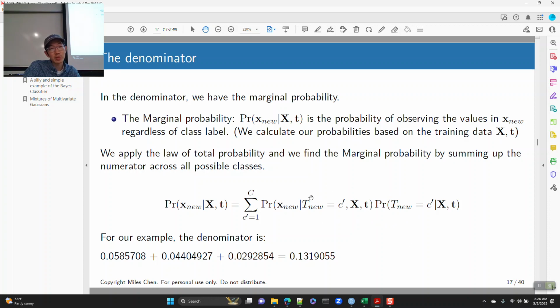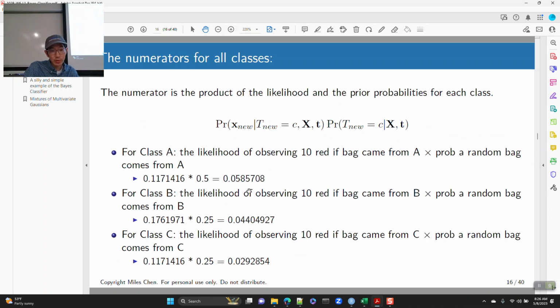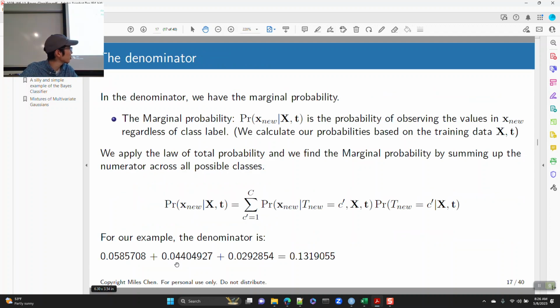So this marginal probability is we take the numerator and add them up across all possible classes. We've got 3 of them. Those numerator values are 0.0585, 0.044, and 0.0292. I take those values and get 0.1319. Then I divide each of these numbers by 0.1319. That's what we call the law of total probability.